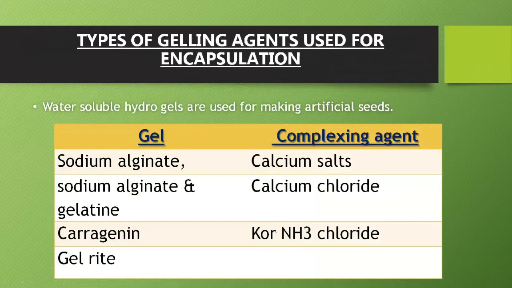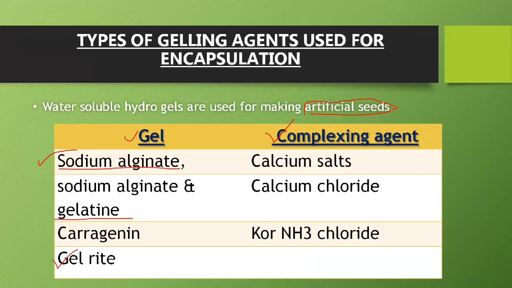Types of gelling agents used for encapsulation. There are two types of encapsulating materials used for artificial seed formation: gels or complexing agents. The first gel, which is widely used for artificial seed production, is sodium alginate. Then sodium alginate plus gelatin is also used. Gelrite is also used, and carrageenan is also used as a gelling agent for production of artificial seeds.